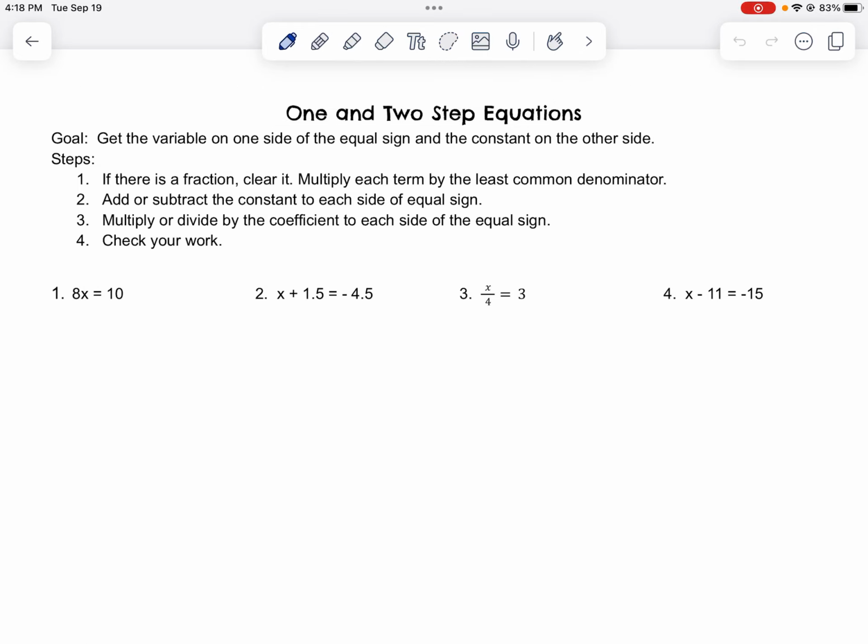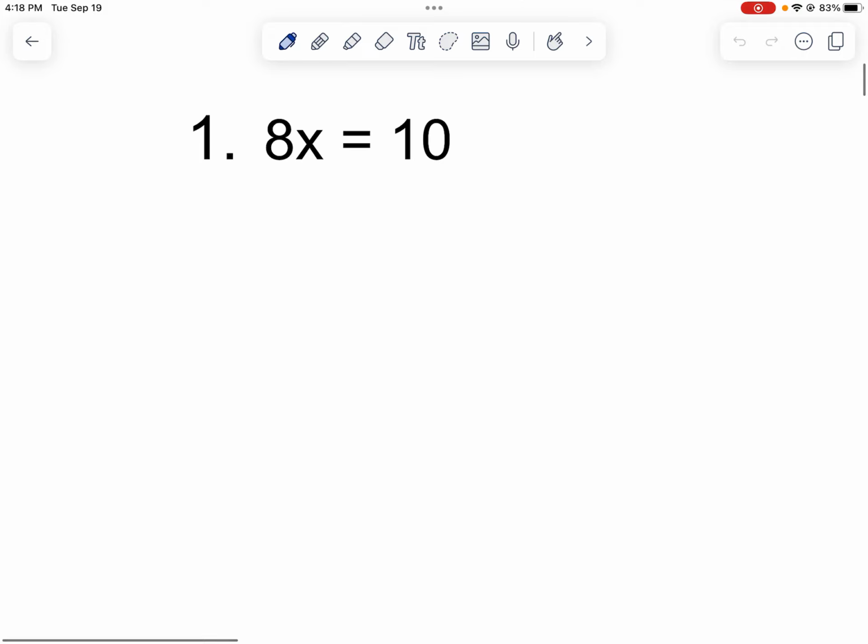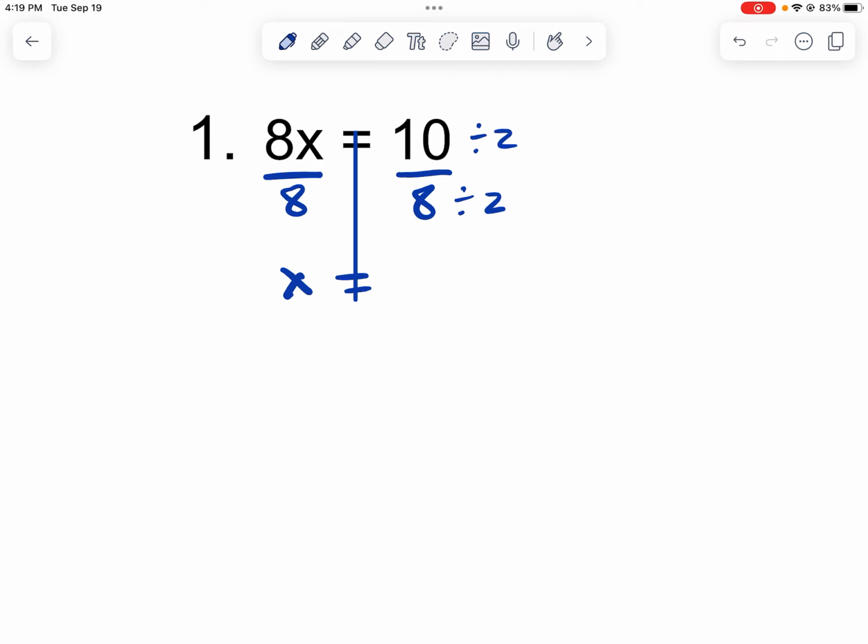This is the homework. And I realized after I gave this to you that this does not come out to a pretty number, but that's okay. I divide by 8 on both sides. I get x equals, and I'm going to simplify the fraction. So this divided by 2, I would get 5 over 4.